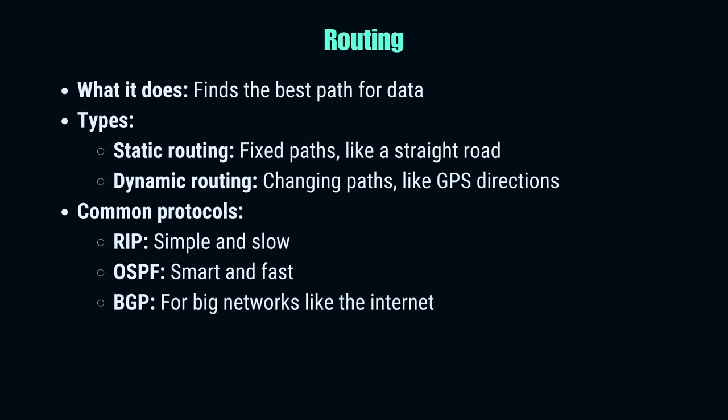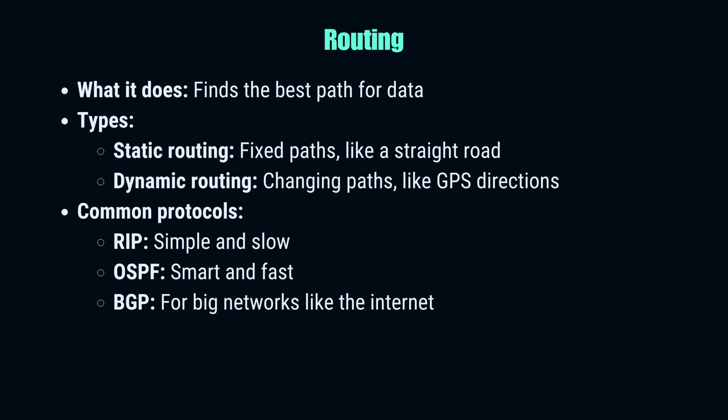Dynamic routing, on the other hand, allows routers to automatically adjust to network changes. Dynamic routing protocols like RIP, Routing Information Protocol, OSPF, Open Shortest Path First, and BGP, Border Gateway Protocol, allow routers to share information about network topology and select the best routes. Routers make routing decisions based on various factors, including the number of hops, intermediate devices, to the destination, line speed, and network congestion.